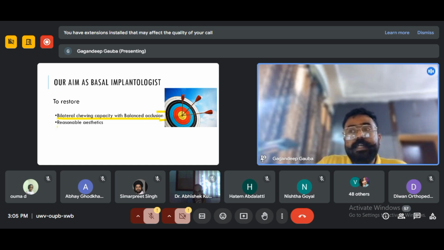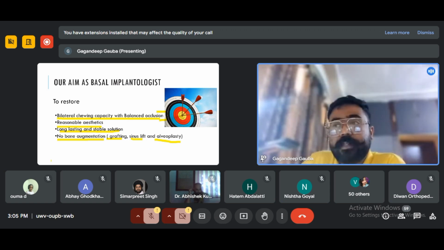The second aim is that we need reasonable aesthetics. If we are doing the anterior segment or a full mouth restoration, the aesthetics should be reasonable and the patient should be satisfied with the aesthetics, right? And we want a long lasting and stable solution. We don't want any bone augmentation like bone grafting, sinus lift, or alveoplasty. Neither do we want to add any artificial bone, nor remove any natural bone that is present. That is one of our aims as basal implantologists.